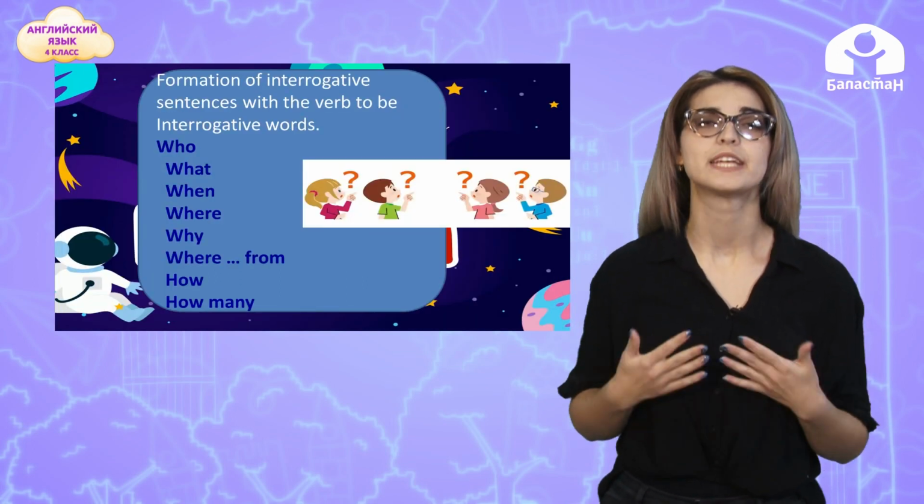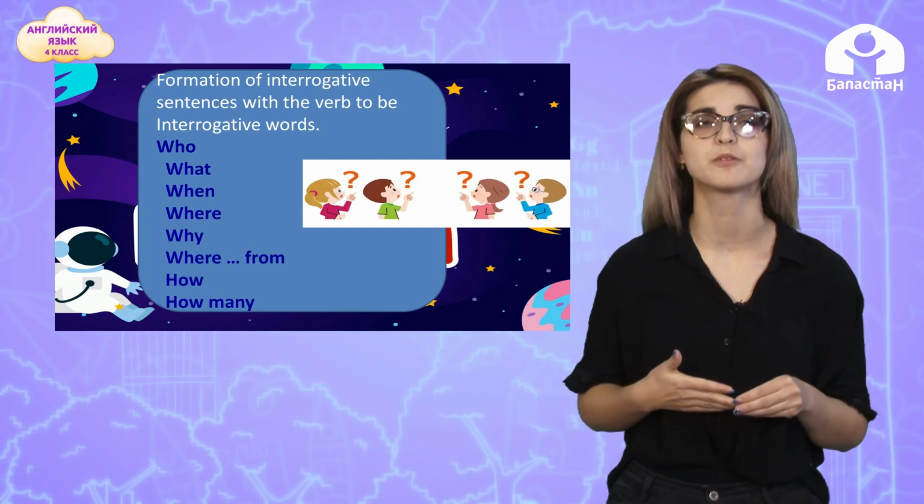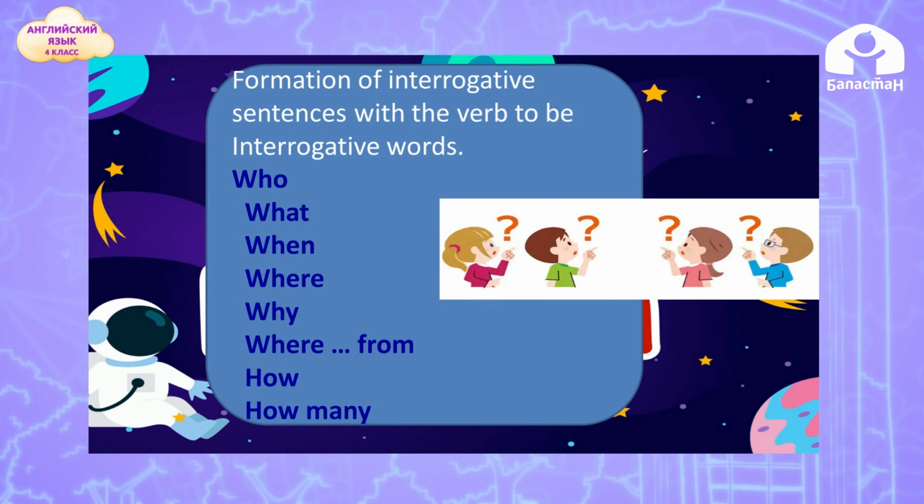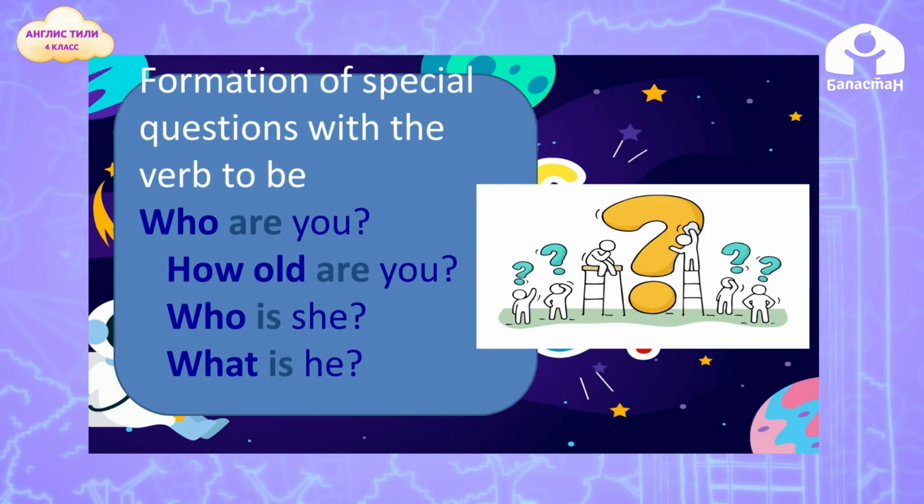Formation of interrogative sentences with the verb to be. Interrogative words: who, what, when, where, why, where from, how many, how much. Formation of special questions with the verb to be: who are you, how old are you, who is she, what is he.